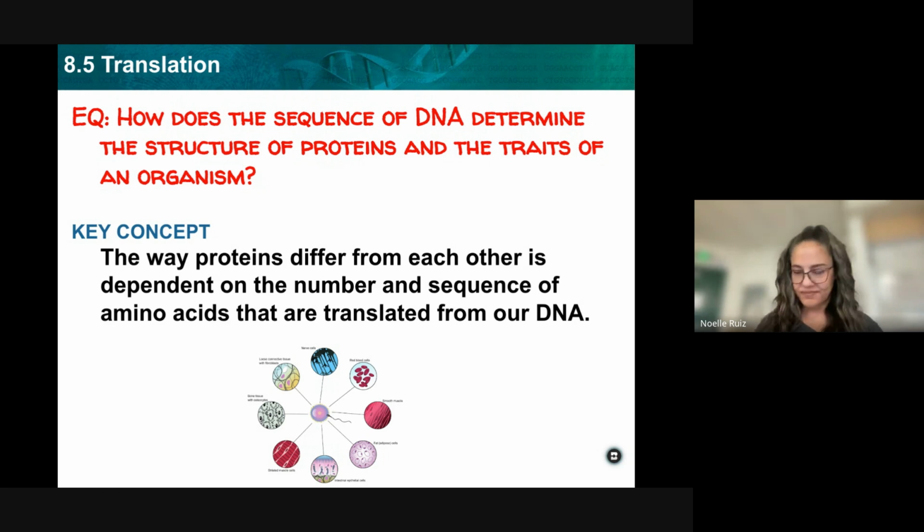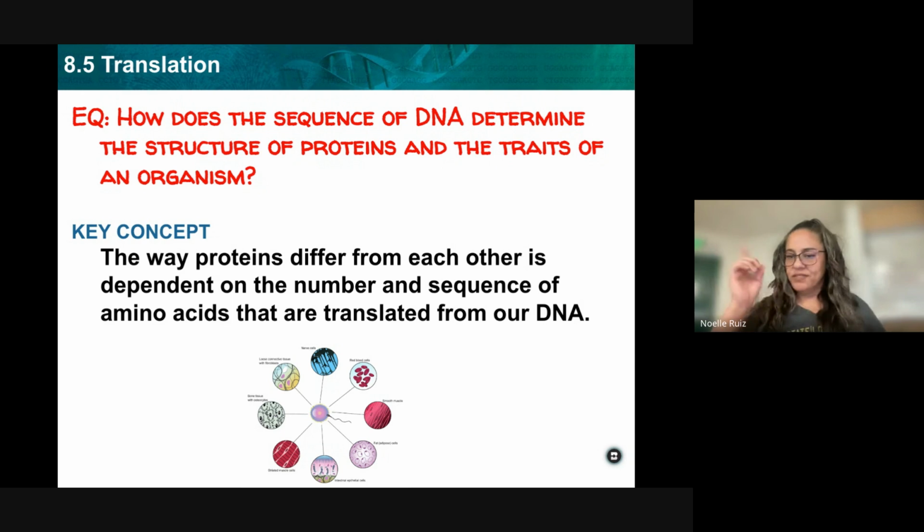So our essential question: how does the sequence of DNA determine the structure of proteins and the traits of an organism? In our past weeks, we did the structure of DNA, we did DNA replication, and then last week we did transcription and translation, where DNA got transcribed into RNA and then got translated into a protein. But what does that actually mean for us? How does that translate into we have brown eyes? That is what we are going to talk about for the end of our chapter.